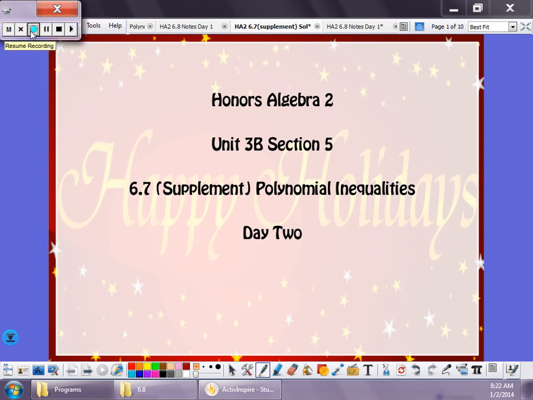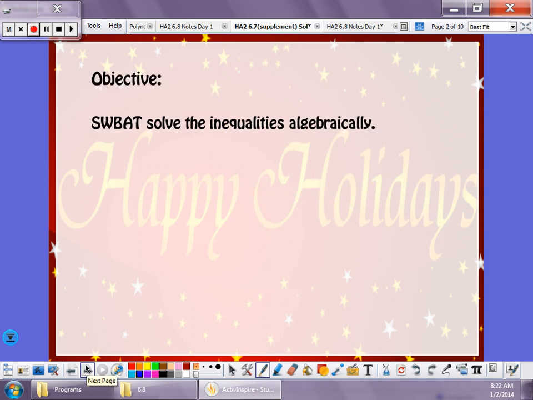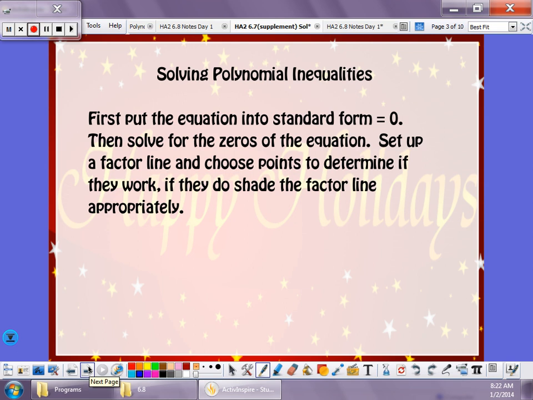So we're doing polynomial inequalities, okay? So we're going to solve inequalities algebraically. Here's some quick notes. All we're doing here is first finding the zeros like we've been doing, okay? And then, just like we did with quadratics, you're going to draw one of these lines.